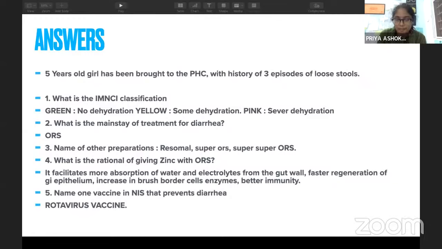The rationale for giving zinc: when people come with diarrhea, we also prescribe zinc tablets. It facilitates absorption of water and electrolytes, and there is regeneration of the GI epithelium, plus better immunity and an increase in brush border cell enzymes. One vaccine that can prevent diarrhea is the rotavirus vaccine. Even polio begins as diarrhea, so you could have answered polio as well. So you get out.